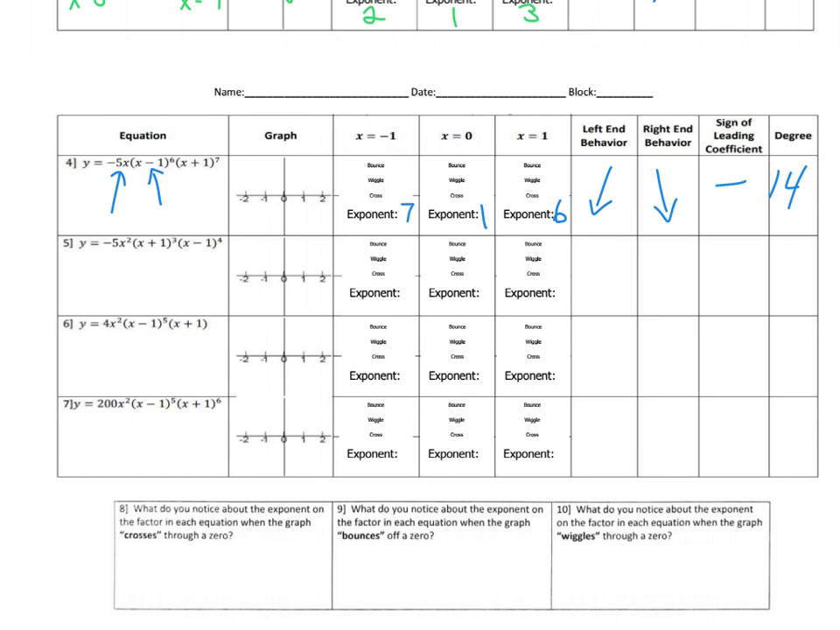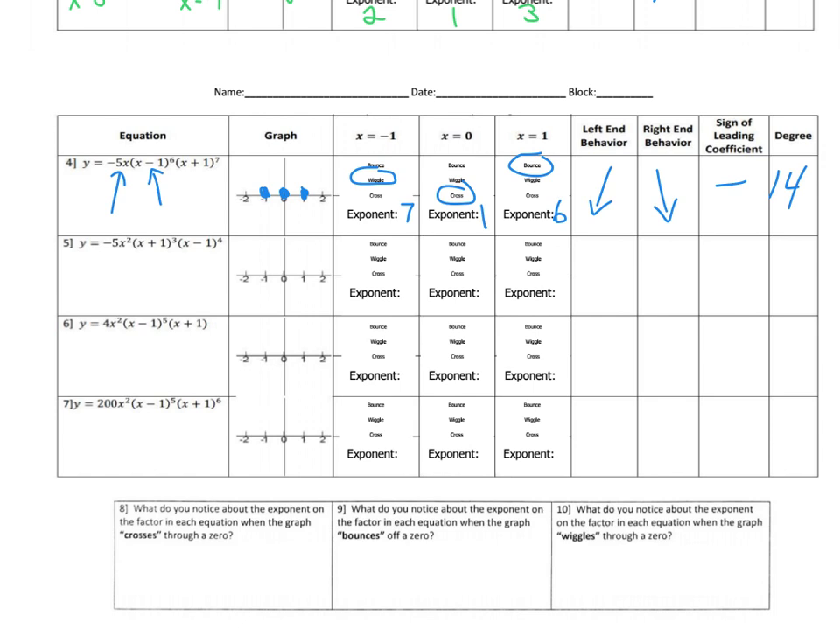So let's make a prediction as to what these 3 solutions will look like. Well, cross is, in my opinion, the easiest one. An exponent of 1 is a cross. Even exponents are going to bounce, and then odd exponents other than 1 are going to wiggle. So let's sketch our graph now. Put your x-intercepts at -1, 0, and 1. We have end behavior that's going down.